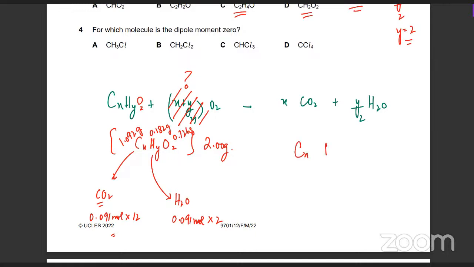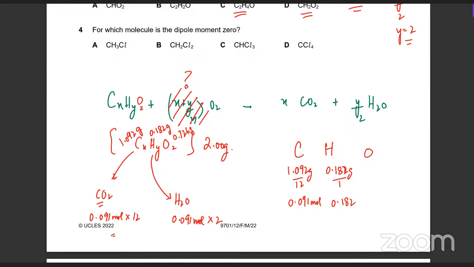I said now it's like an empirical formula question. You know the masses of each one of them. So it's kind of an empirical formula question: C, H, and O. The carbon is 1.092 grams. If you divide by 12, you already know that's going to be 0.091 moles. Then the mass of hydrogen was 0.182. If you divide by the Ar of hydrogen, that's 1. So that gives you how many moles? That gives you 0.091, the same thing.